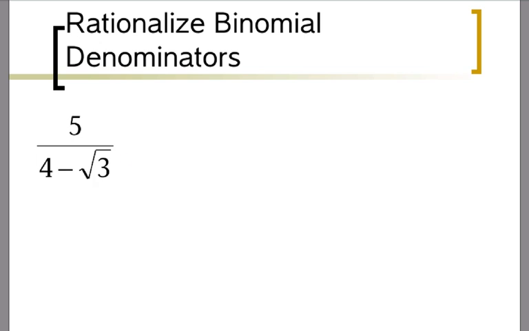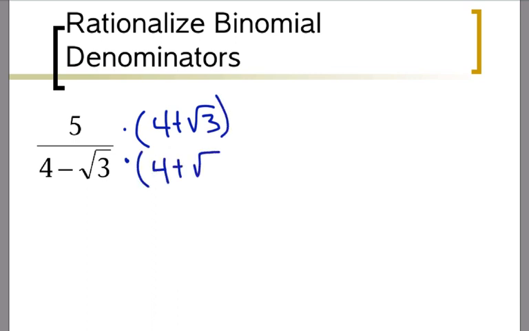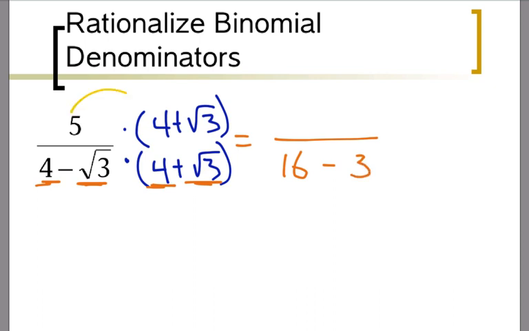In this one, I want to multiply the top and the bottom by 4 plus the root 3. Okay, so still conjugates, 4 plus the root 3. Same numbers, opposite sign in the middle. So now I multiply the 4 times the 4, and that's going to give me 16. The second one gives me negative 3 and positive 3. That's going to give me negative 9, negative square root of 9, which is 3. And then on the top, I distribute. The 5 times the 4 gives me 20. And the 5 times the root 3 gives me positive 5 root 3.